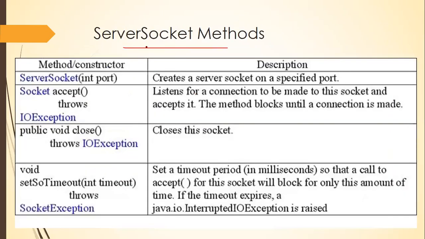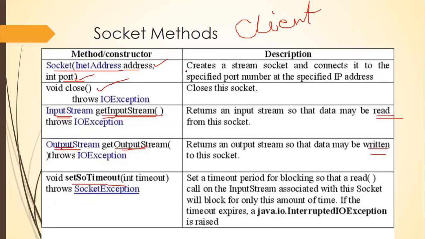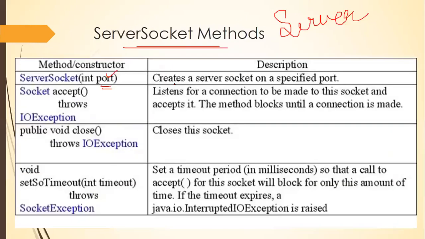Now let's see the server socket methods. Server socket, as you all know, will be on the server side. To create a server socket, you only have one argument, the port. But to create a client socket, you will have two arguments. Please have that in mind.